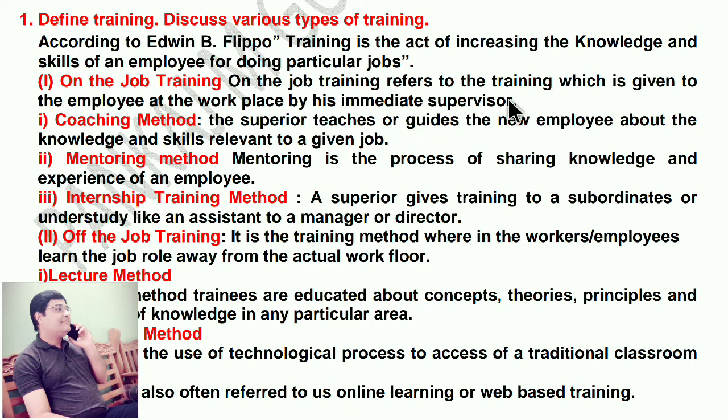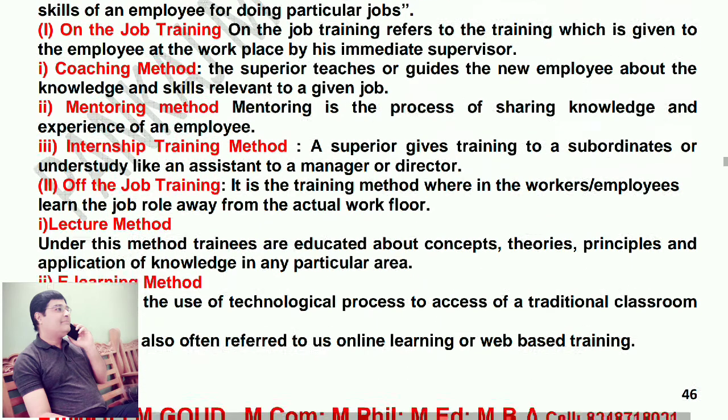On the job training refers to the training which is given to the employee at the workplace by his immediate superiors. So, right now you are doing a work in your office and your manager said do this work. That is known as on the job training. Coaching method. The superior teaches or guides the new employee about the knowledge and skill relevant to a given job. So if some manager will coach you, guide you how to do the work, that is known as teaching.